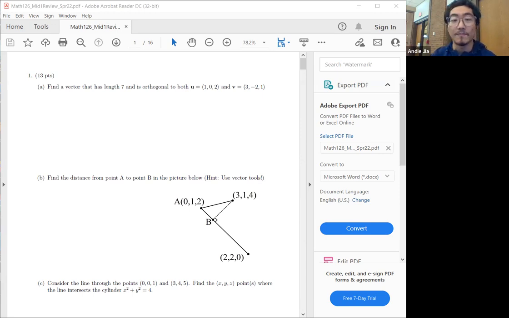So the first step for 1A is to use the cross product, then find the magnitude of the newly produced vector. Then you find the unit vector, and multiply the unit vector by the length. That is your answer for part A.